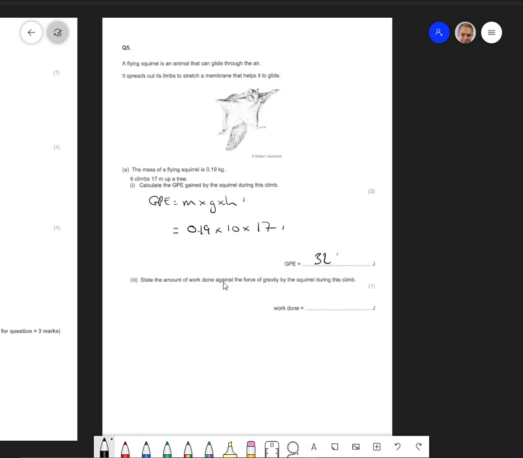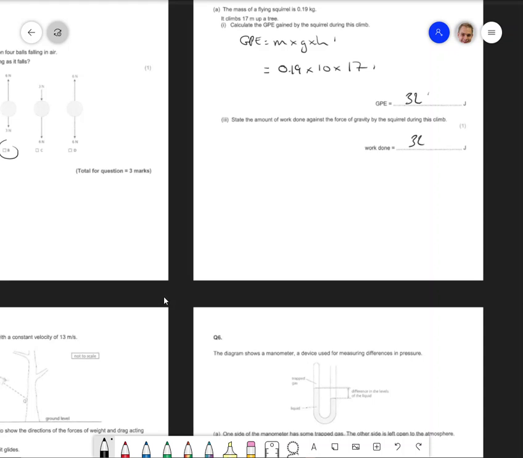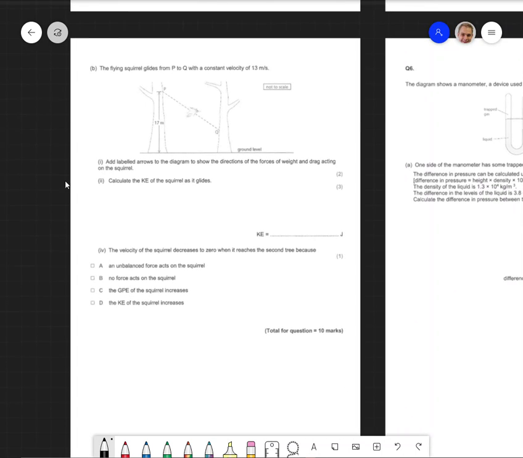State the amount of work done against the force of gravity by the squirrel during this climb. It's a 1 mark question because if you gain this much energy, you've done that much work. The answer is simply 32 again. The flying squirrel glides from P to Q with a constant velocity of 13 meters per second. Add labelled arrows to the diagram to show the directions of the forces of weight and drag acting on the squirrel. Weight acts downwards. Drag always acts against the way you're going.